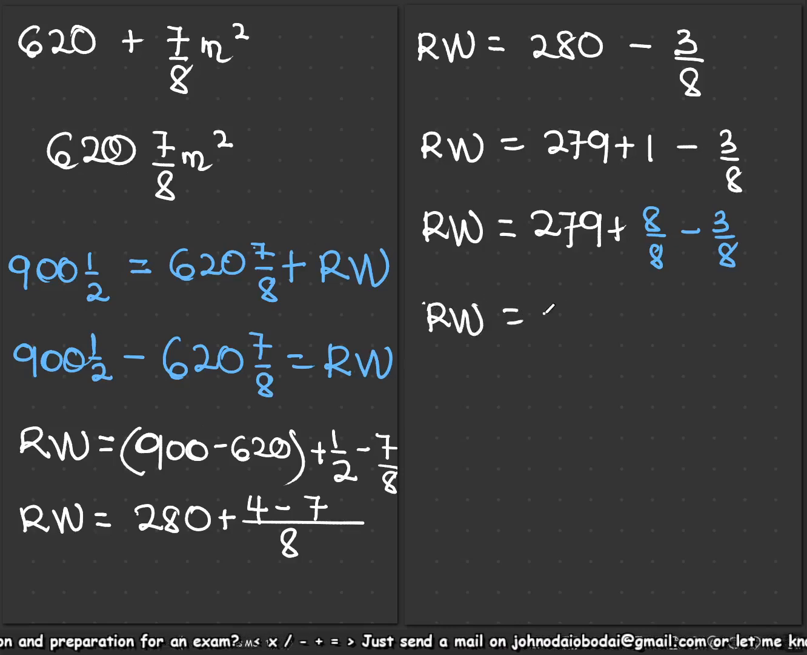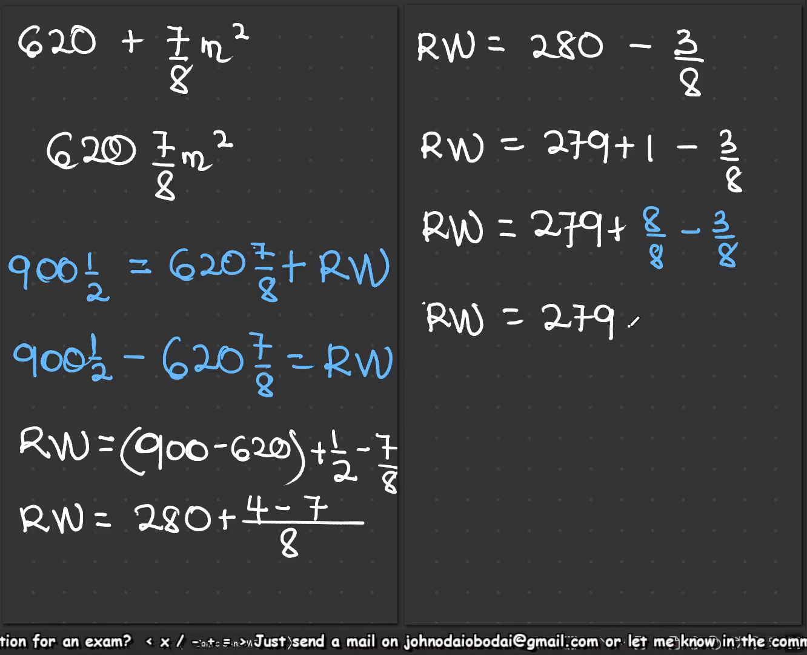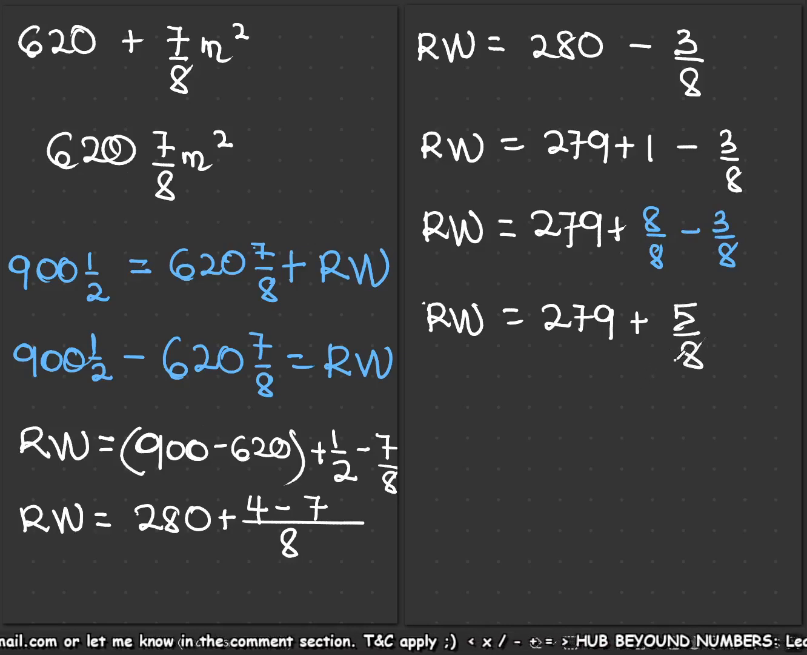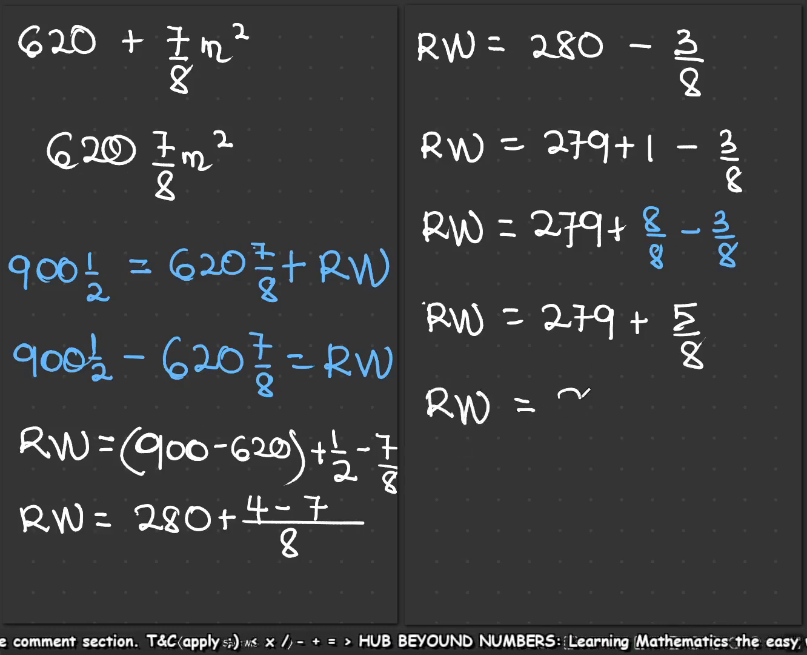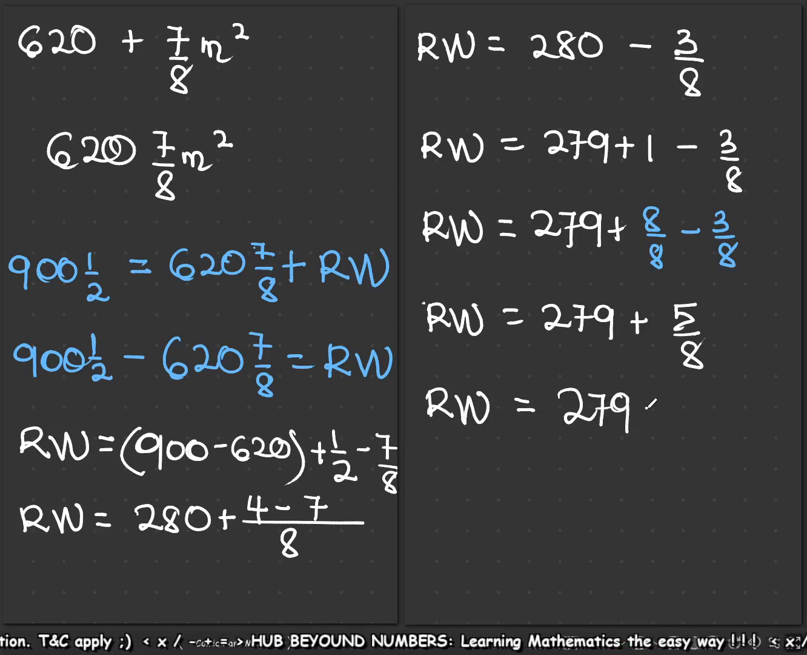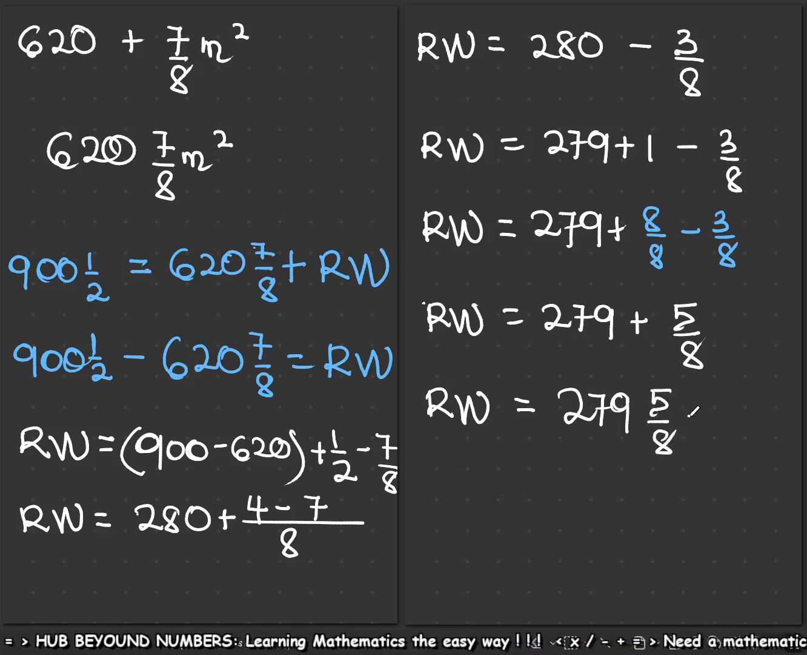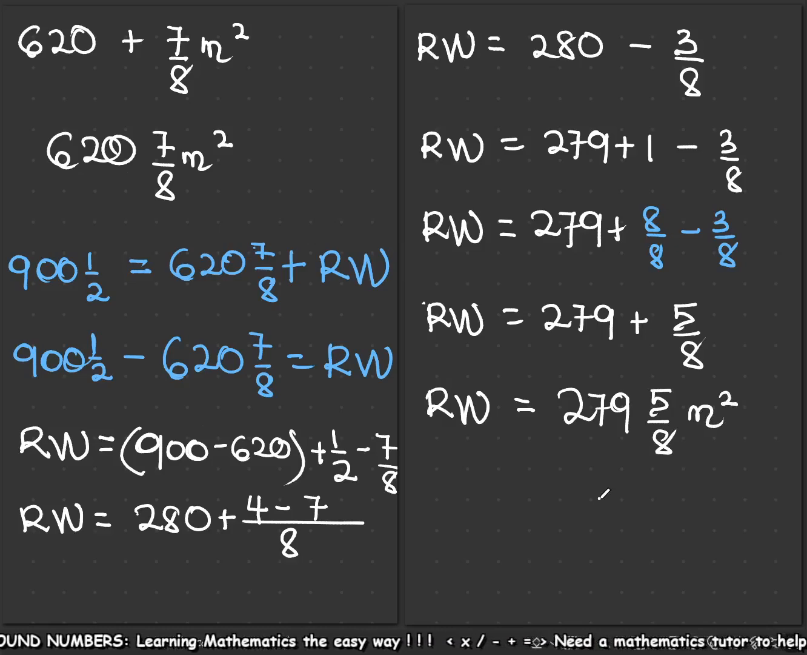So your roads and walkway become 289. Then since we know for like fractions, we can always work with the numerators. So plus 8 minus 3, which gives us a 5 over 8. You see, so rewriting it, it simply means the roads and walkway cover an area of 279 whole number 5 over 8 meter squared. You see, so that is the area covered by roads and walkway, as simple as that.